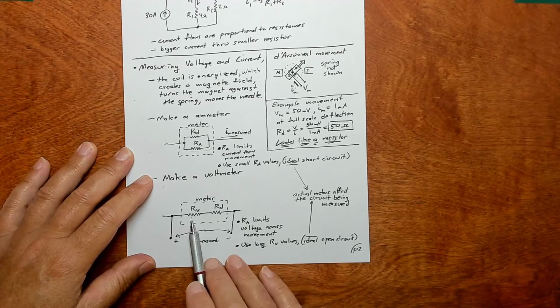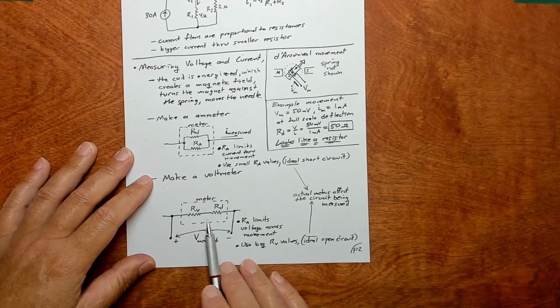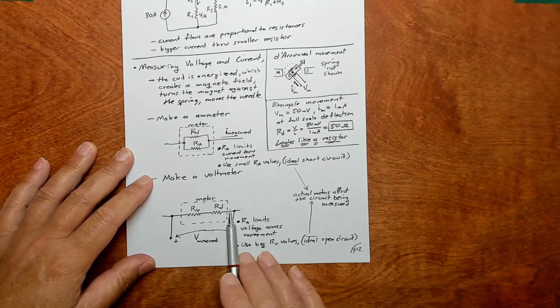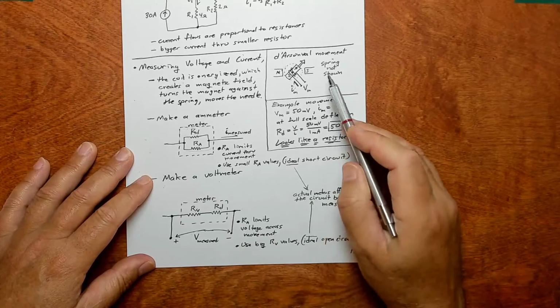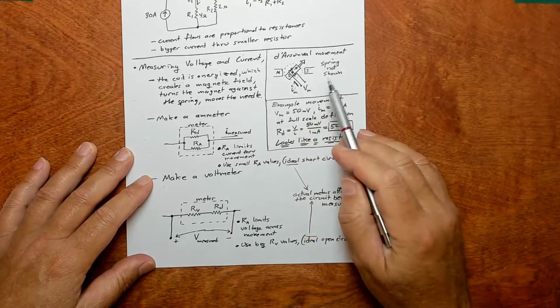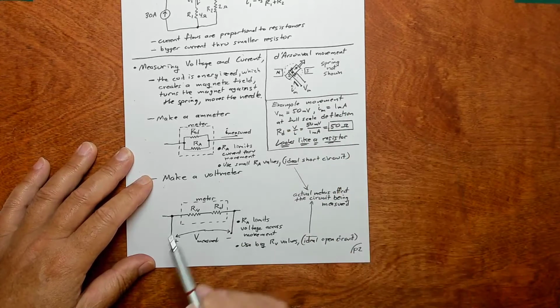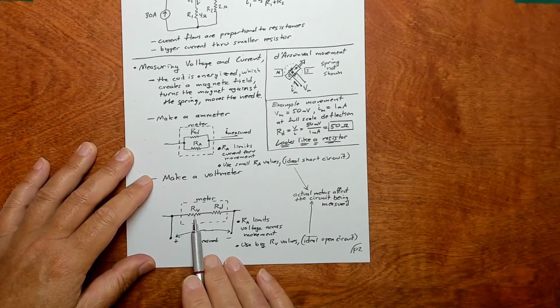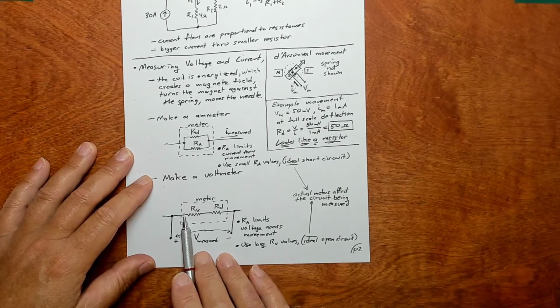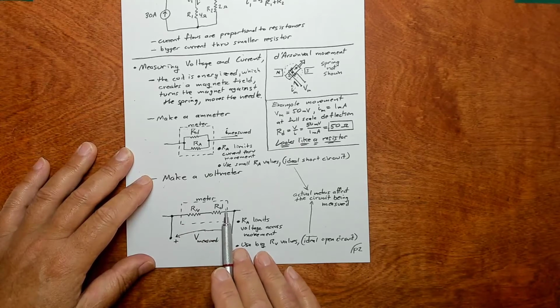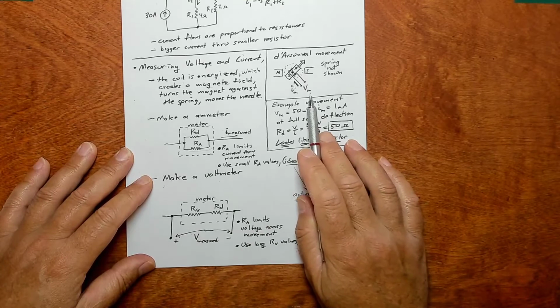The purpose of R sub V is to limit the voltage across the entire meter, because this little D'Arsonval movement can only handle V sub M. Any more than that and it'll get fried. So you put R sub V in there to take most of the voltage, and then whatever's left will be no more than V sub M.